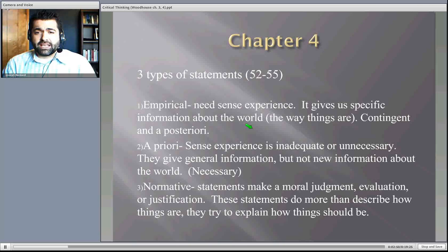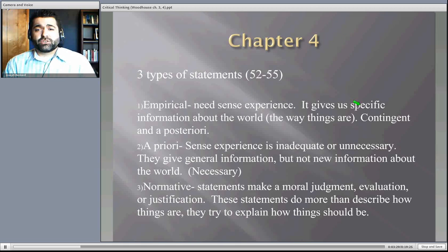Empirical claims typically give us specific information about the world. So in the case of your car being parked in a handicapped spot, it's giving you information about where your car is parked. It's trying to communicate the way things are. Empirical claims can be true or false. Most of the time, empirical claims attempt to be true, but not all of them are. So a statement does not have to be true for it to be an empirical statement. It just means I'm trying to give you specific information about the world. It's the type of claim that's going to require sense experience to validate or invalidate.